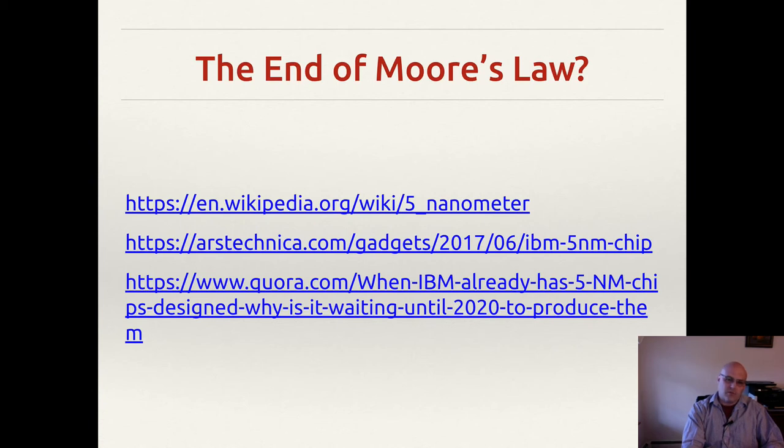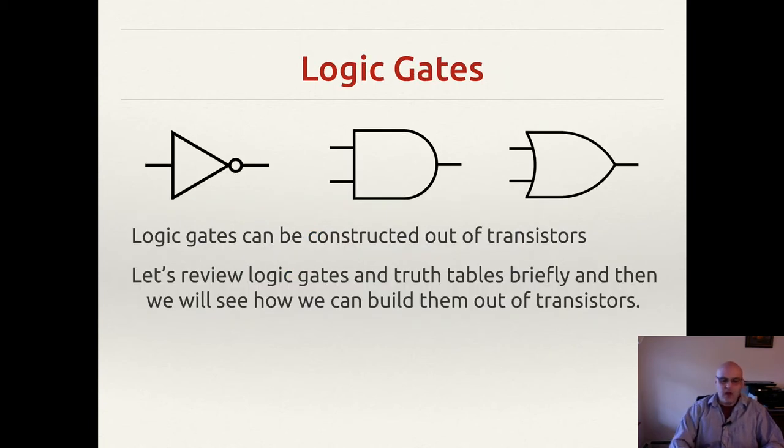They give a little bit more backstory on that. But for now, we're going to leave that, and we're going to go forward from there. So we have a transistor, and now we need to do something with it, right? All it is is a switch, right? It's on or off, zero or one.